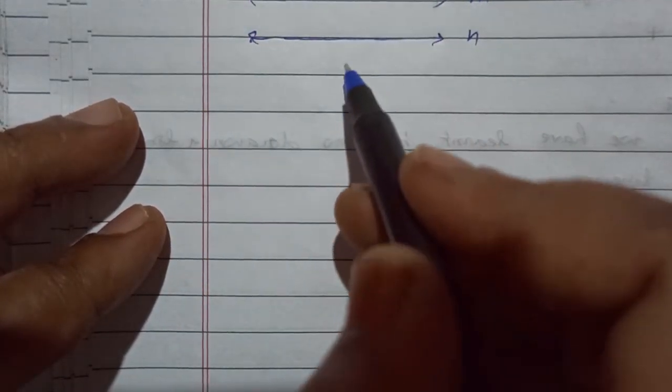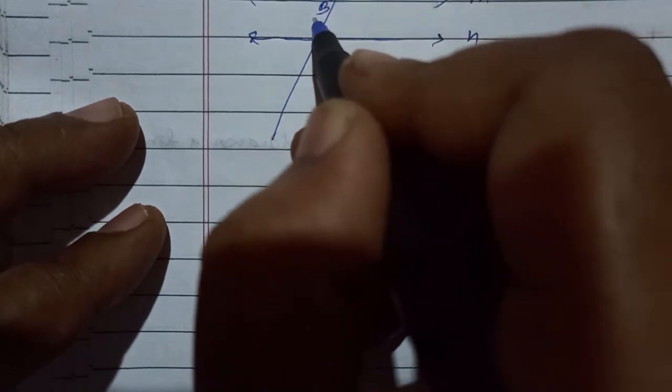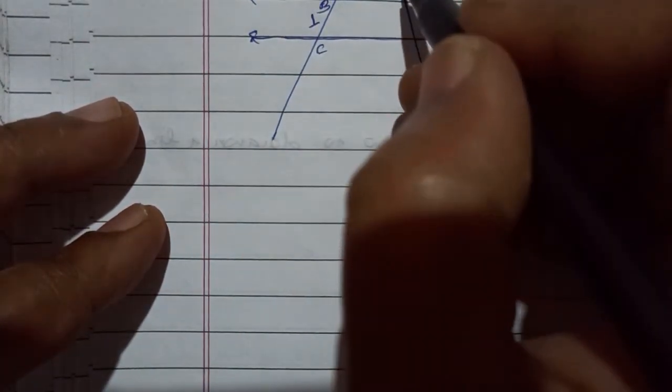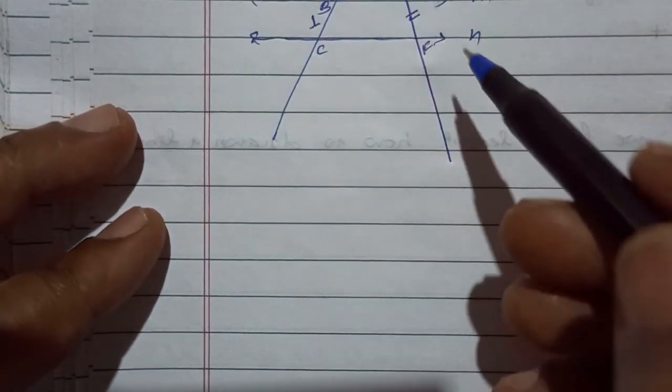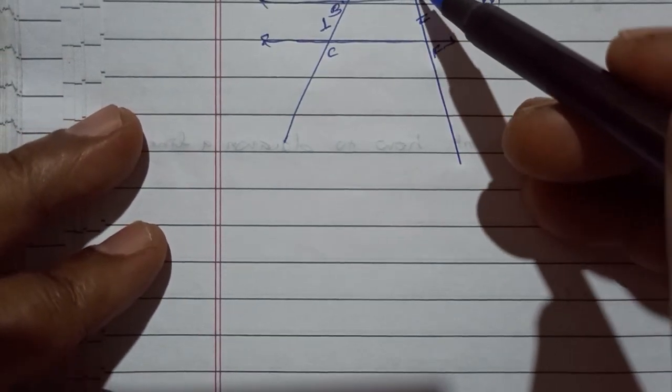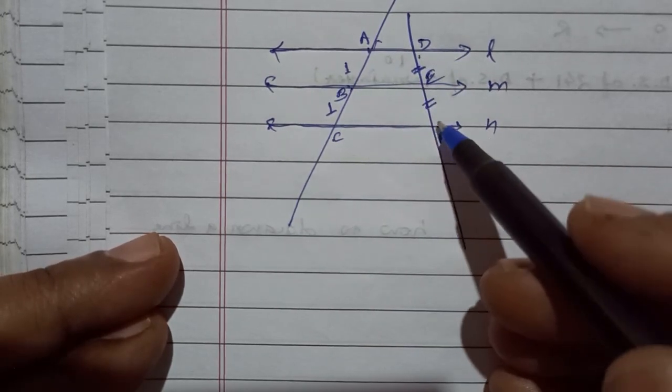For example, lines L, M, N. These are three parallel lines, and A, B, C, these are equal. Suppose 1 centimeter, 1 centimeter. Then D, E and E, F are also the same, whether that is 0.9 or 1.1. If AB and BC are the same, then DE and EF are also the same.